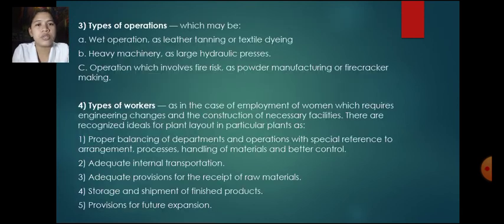So let's proceed to the types of operation, which may be wet operation, as in leather tanning or textile dyeing; heavy machinery, as with large hydraulic presses; and operation which involves fire hazards, as in powder manufacturing or firecracker making. And types of workers: we have five types, organized around the ideals of our plant layout and particular plants.